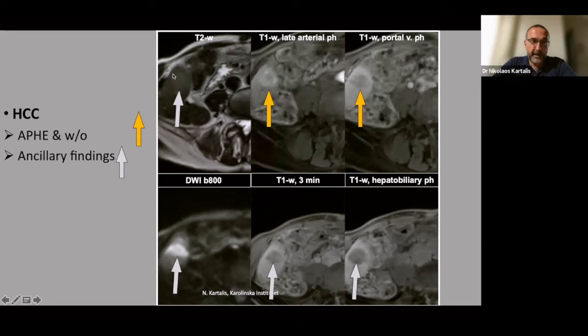moderately high intensity on T2, or discrete high intensity on T2, impeded diffusion, no hepatocellular uptake, and again, low signal intensity on the 3 minutes phase.